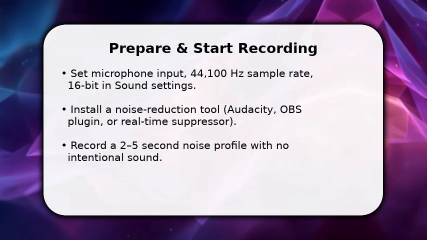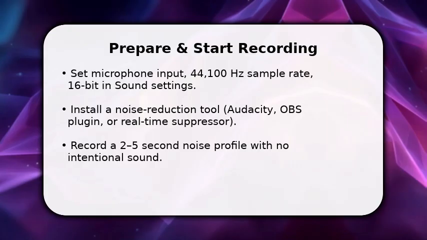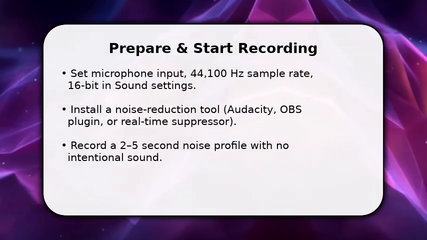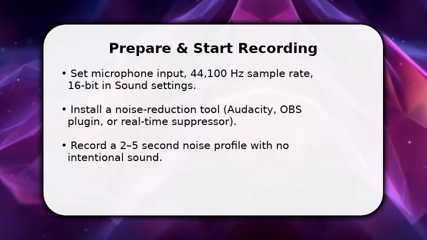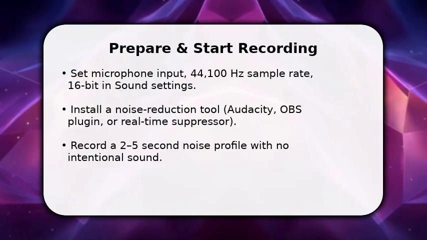Then record a short 2-5-second clip of just background noise. This is your noise profile. Once you capture that profile, save it and prepare the main recording. Make sure levels aren't clipping and that your workspace is as quiet as possible before moving to the reduction step.